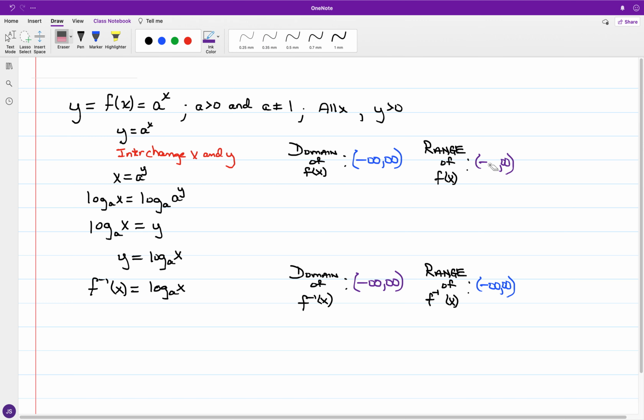And for the range of f of x, for the set of values y, you have positive values throughout, so going from 0 to infinity. And for the inverse, the domain, you have positive values in x. Again, you're looking at interchanging x and y.